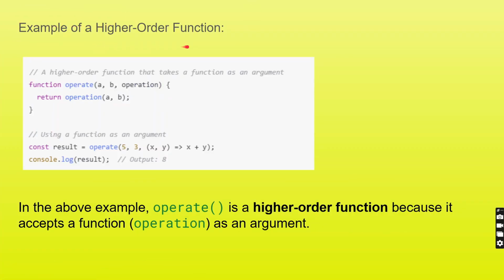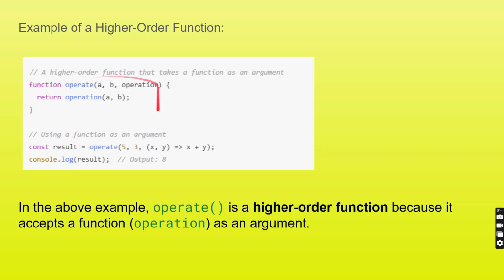Example of a higher order function: a function that takes a function as an argument. Here we have an operate function with a, b, and operation is a callback function. In return, it calls operation(a, b). So we call operate(5, 3, lambda x, y: x + y), a goes with 5 and b goes with 3, and the lambda is x plus y. So the result is output 8.